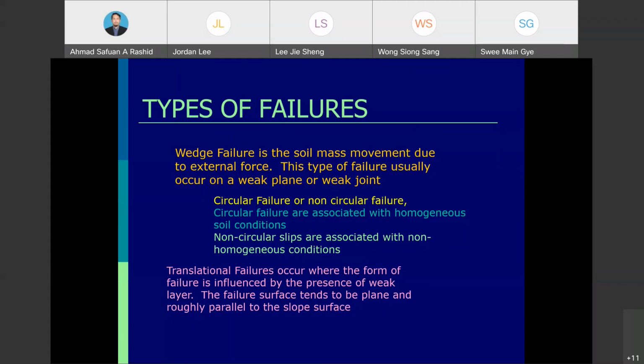Circular failure or non-circular failure is related to soil slope. If the material is homogeneous, the failure is potentially a circular failure. For non-homogeneous material, it can have a non-circular slip failure. Translational failure occurs when the form of failure is influenced by the presence of a weak layer. This is more related to infinite slope, which we will discuss after this.